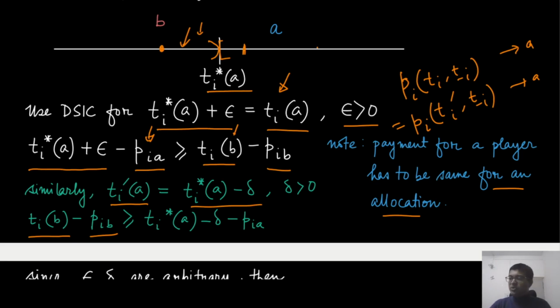Suppose he reports something different to change the outcome, so that the outcome is A. What will happen is that he will actually get the valuation Ti prime of A. He will not get the valuation he has reported. So he will get this valuation minus Pi of A. This is the implication of DSIC.